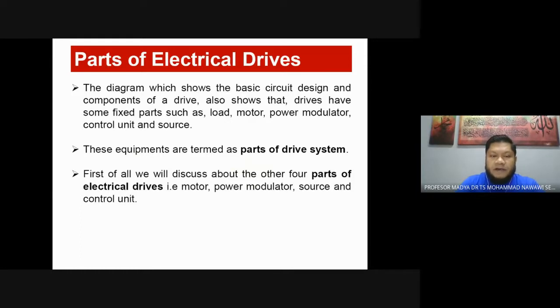It shows that the drive has some fixed parts such as load, motor, power modulator, control unit, and source. These equipments are termed as parts of the drive system. First of all, we will discuss the four parts of the electrical drive, which are motor, power modulator, source, and control unit. So this will be discussed in our EPO 640. Inshallah, we will be covering all these four parts of electrical drives in EPO 640.